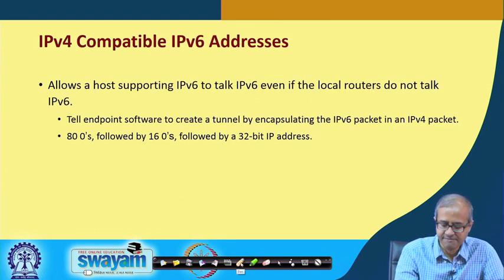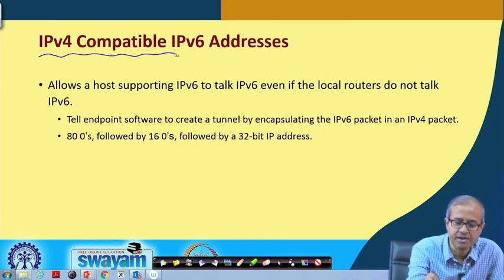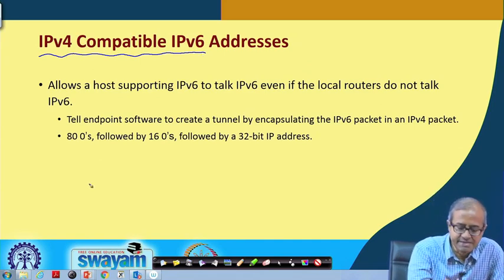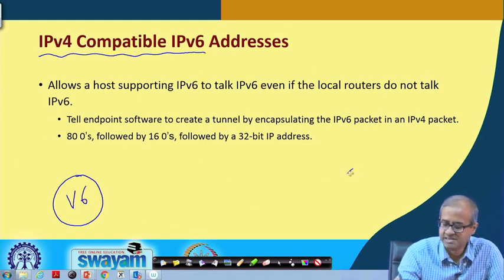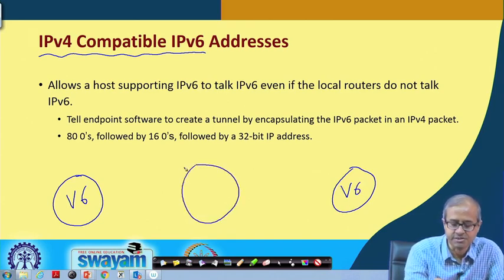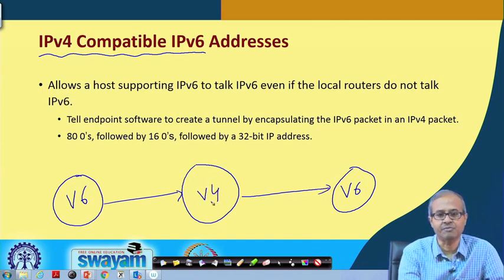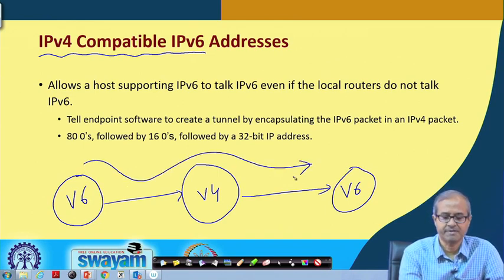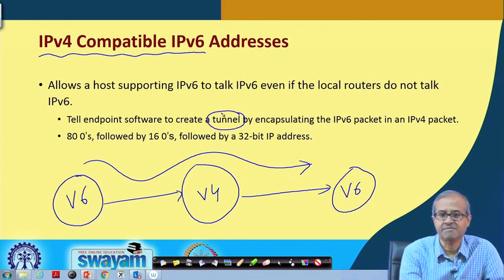Similarly, you can have another option which is called an IP version 4 compatible IP version 6 address. Here it is something like this. Suppose there is a network running version 6, there is another network running version 6, but in between there may be routers through which the packets are flowing, and they may be version 4 compatible. So, how will these version 6 packets flow in this network? Here you use something called tunneling.